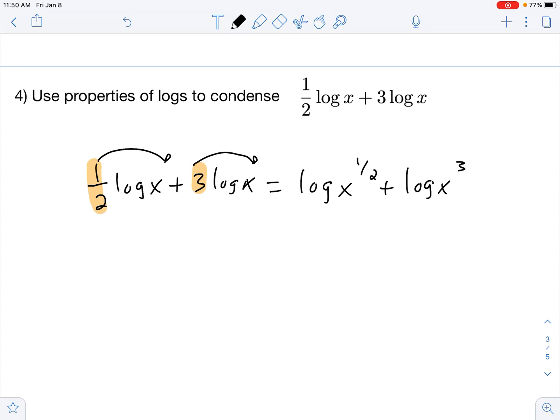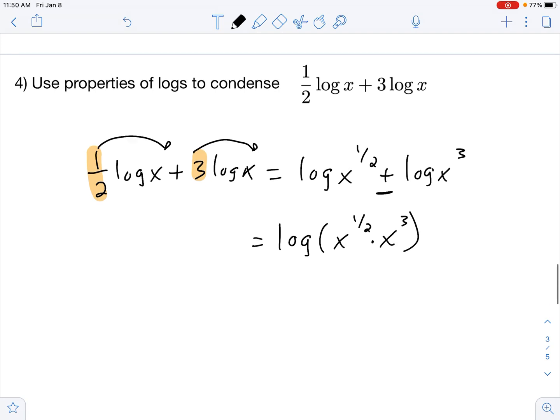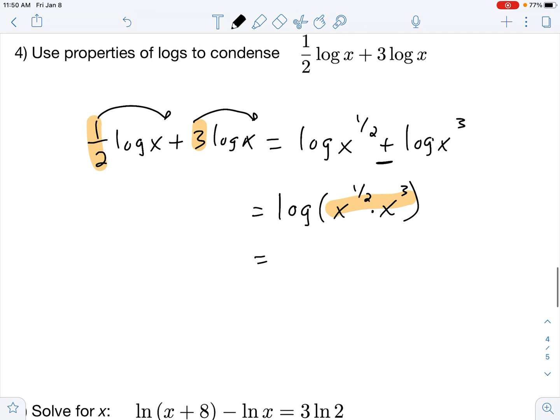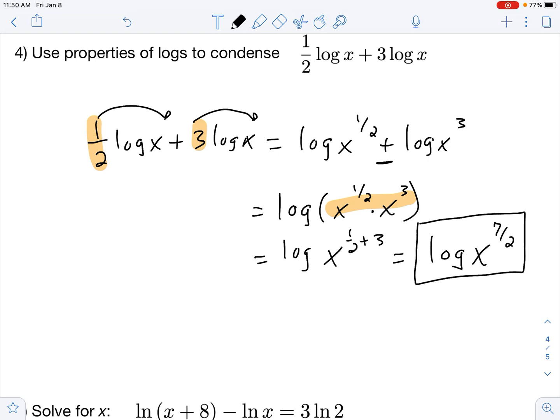All right, well now since I'm adding, that is multiplication. So this would be log of x to the 1/2 times x to the third, because again, addition is multiplication. Well, when I'm actually multiplying this right here, what do you do with the exponents? Well, you add them. So this would be log x to the 1/2 plus 3, which would give me a final answer of log x to the 7/2. And that would be my answer.